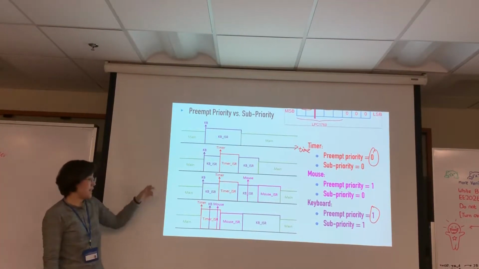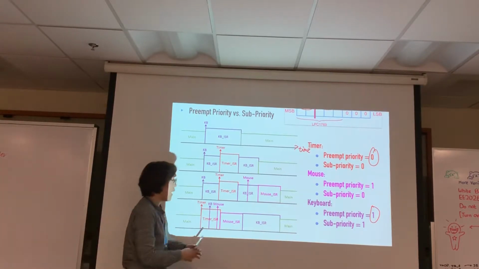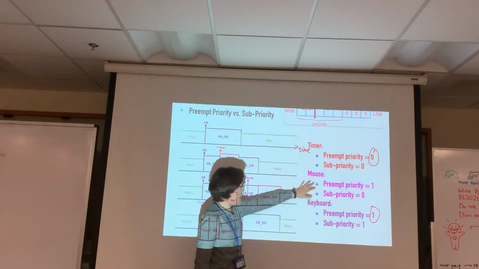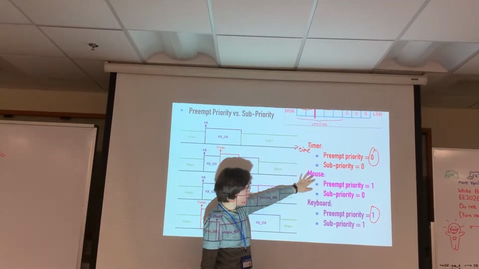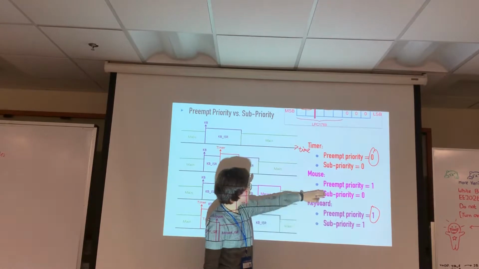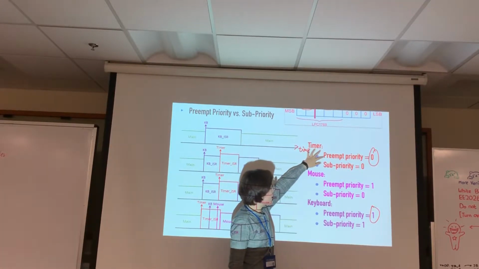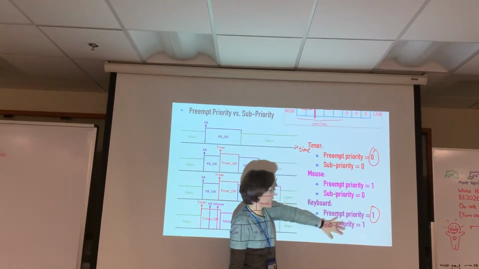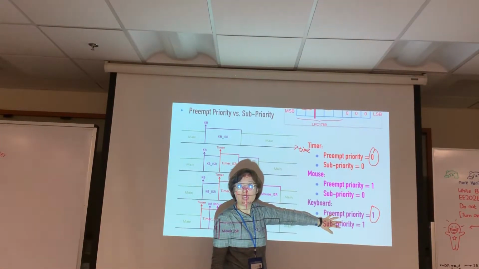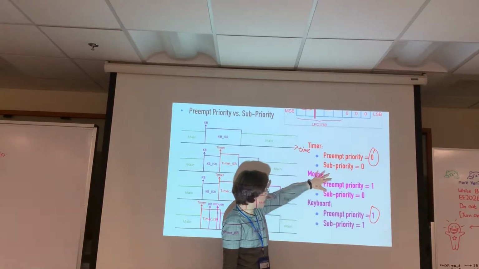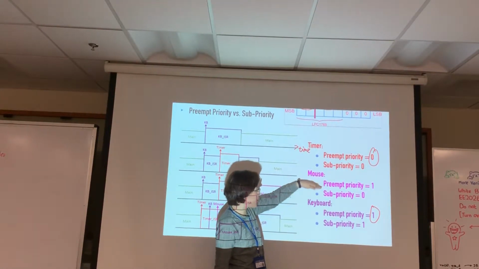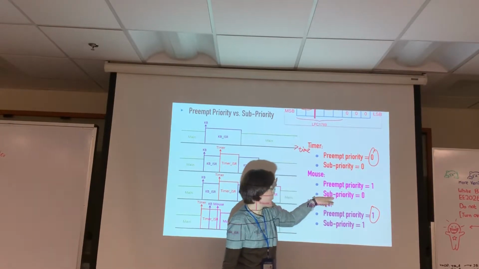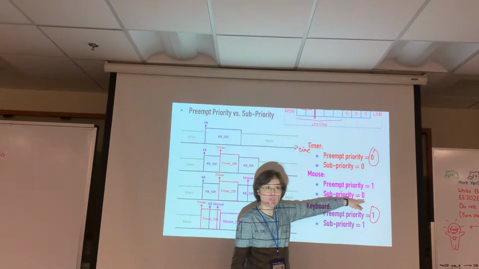Okay? And now, let's introduce one more. Let's say you have 3 interrupts. Okay? So I have a mouse. Okay? So if you look at these 3, can you see that timer basically has the higher preamp priority than the other 2? Okay? And the other 2, your mouse and keyboard, have the same preamp priority, but this guy has a smaller sub-priority value. Okay?